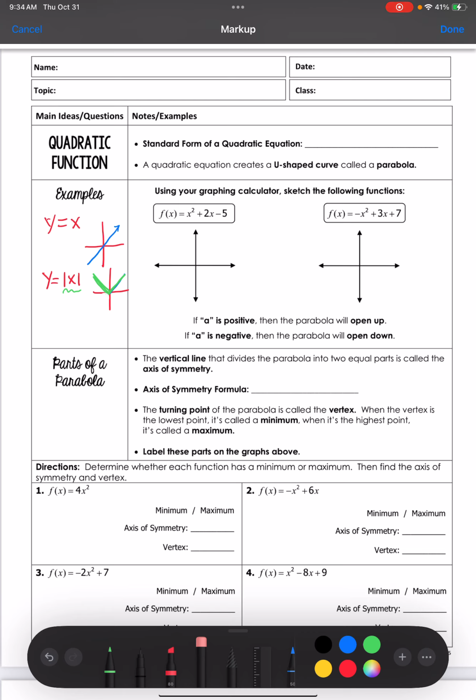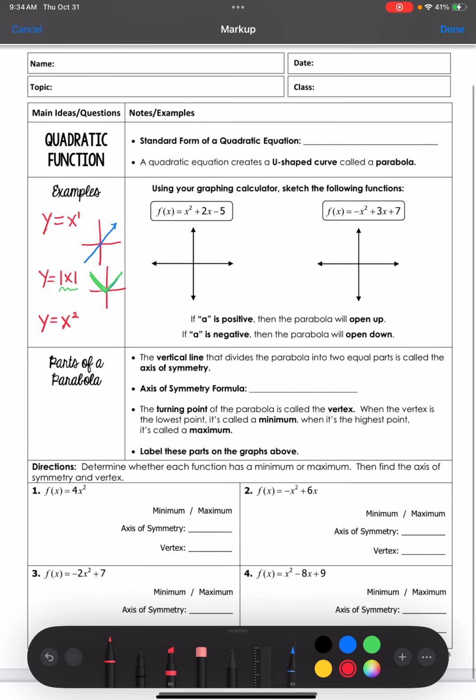And now we are learning about quadratic functions. So in a linear function, your x's power is 1, but in a quadratic function, your power is 2. And the shape, when you try to draw it, looks like a U shape.